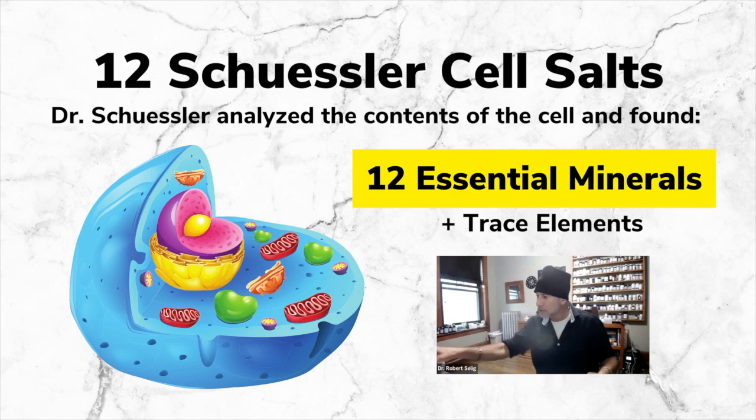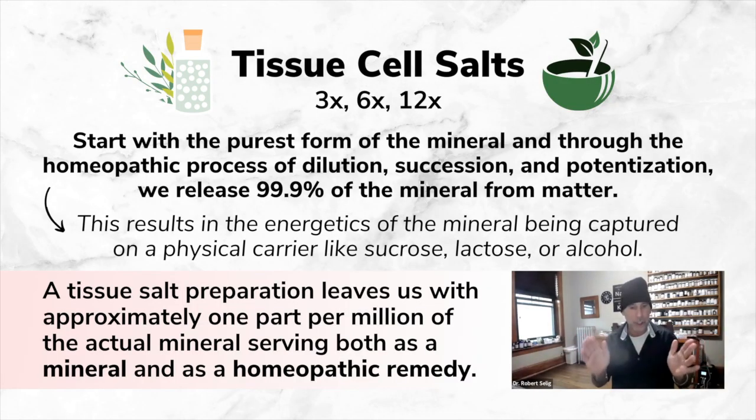So I have this cell salt kit, and this cell salt kit has 33 remedies. Some of them are redundant because they're in different potencies, 3x, 6x, and 12x. So whenever we're talking a tissue salt, it's going to be 3x, 6x, or 12x. In the United States, it's 6x, but in other countries, it may be 3x, it may be 12x.